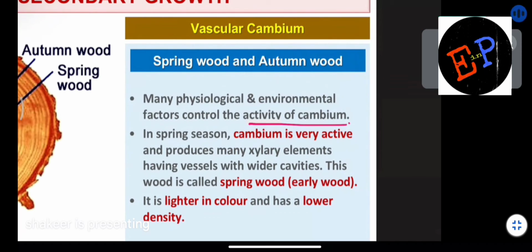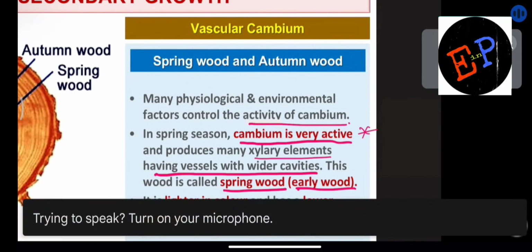In spring season, cambium is very active. So this is one important point. In which season is cambium active? In spring season, cambium is active and produces many xylem elements having vessels with wider cavities. This wood is called spring wood, or you can call it early wood. Okay? It is lighter in color and has lower density.